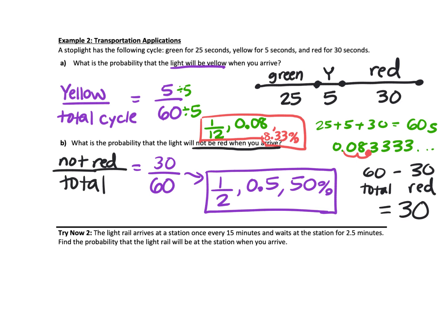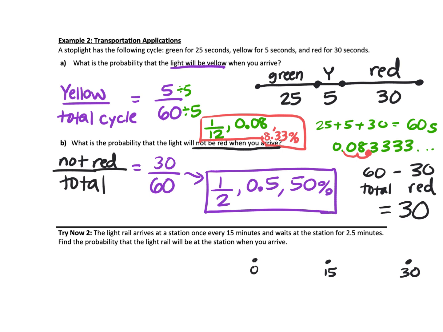Here's a quick try now for you to try on your own. I'm going to help you set up the picture on this one, and then I'll let you finish solving it on your own. So a light rail arrives at a station once every 15 minutes. So let's say here's time 0, they arrive in 15 minutes, then they arrive in another 15 minutes, so 30 minutes from where we started. Every 15 minutes, the light rail arrives and waits at the station.